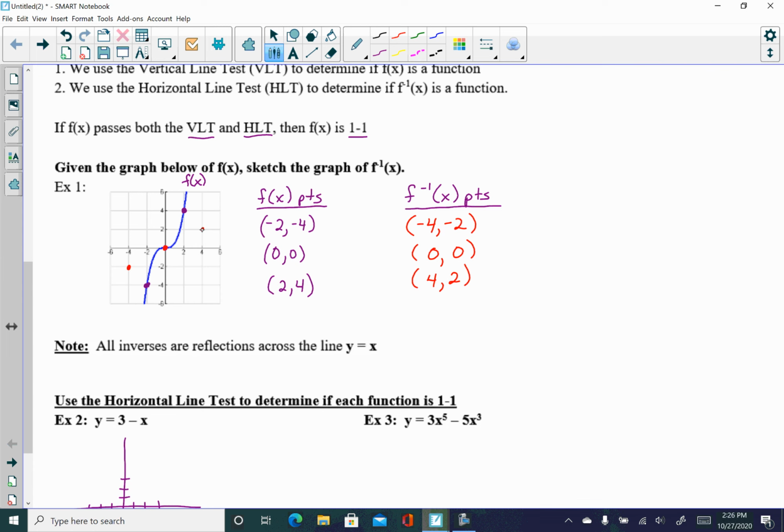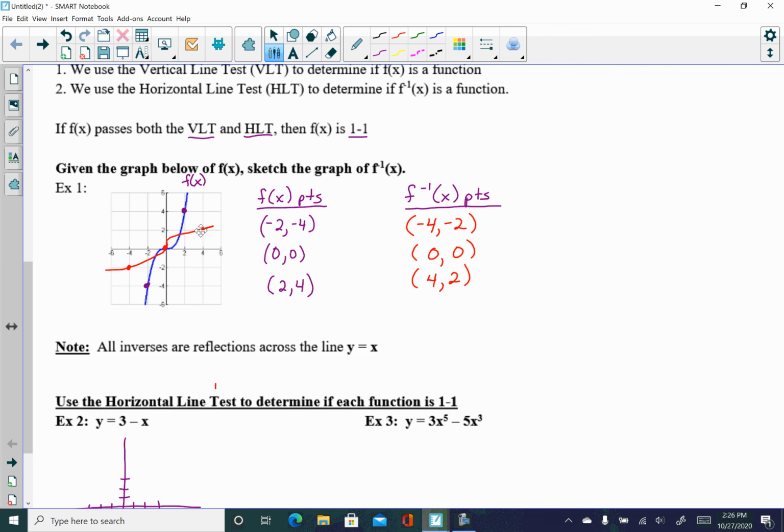I'm going to try to do this as best I can here. Something like that. Kind of should have gone up a little bit more, like there. A bit better. Okay, that would be the graph.